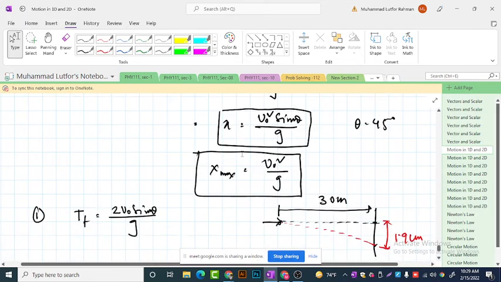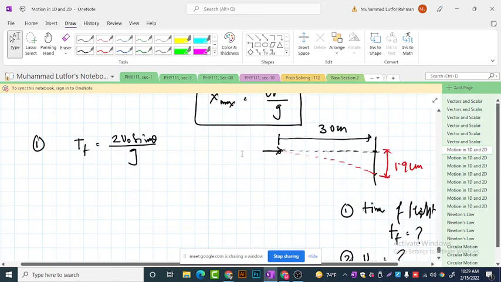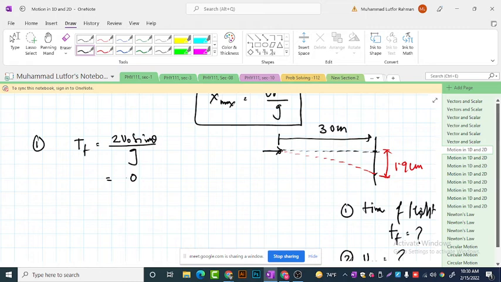Now if I want to plug in this equation over here, what is the theta over here? That theta is 0 here. Then time of flight would be what? Sin 0 is 0, right? Your time of flight is going to be 0 right now. Does it make sense? It cannot be explained in this situation. So that's why this equation is not appropriate for this case.